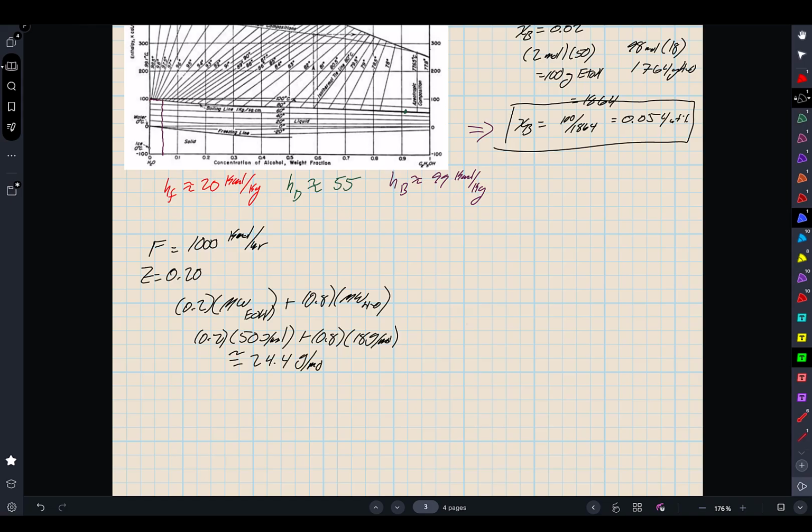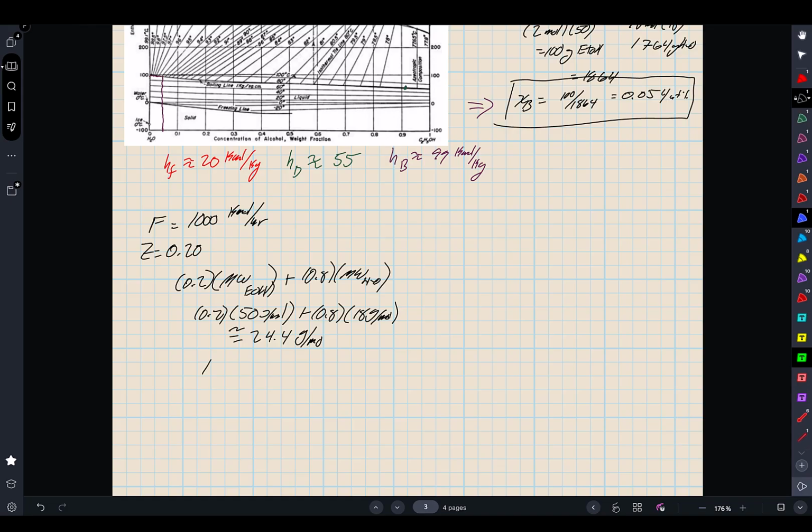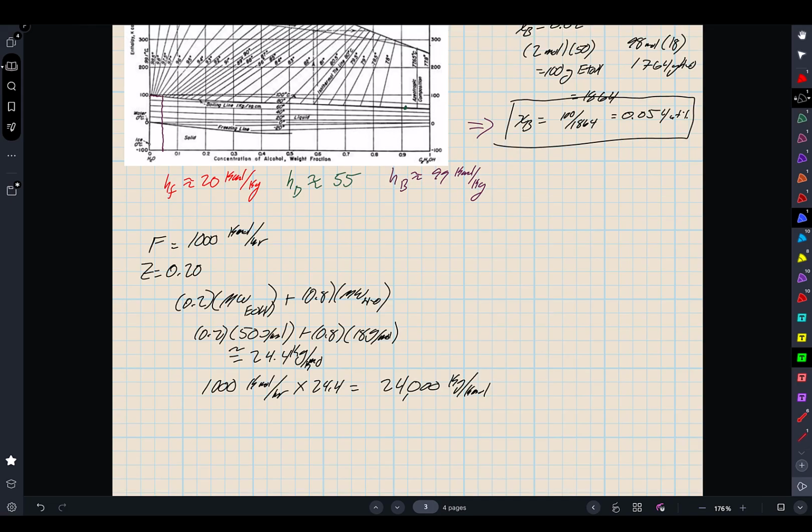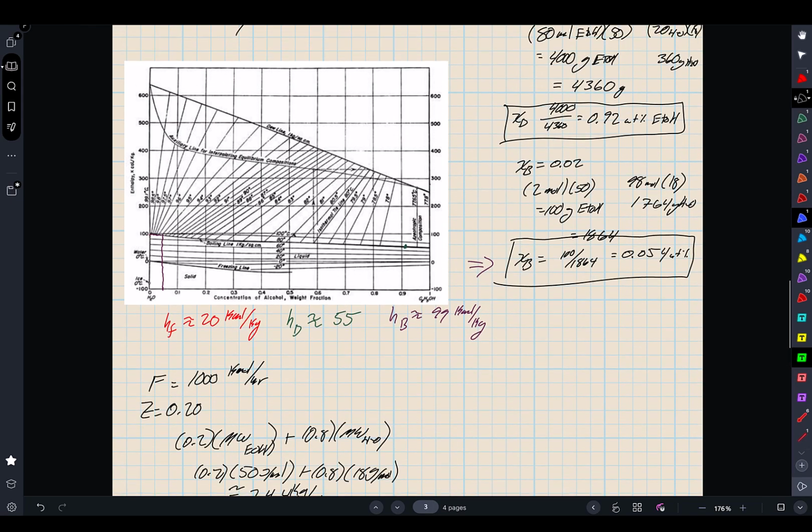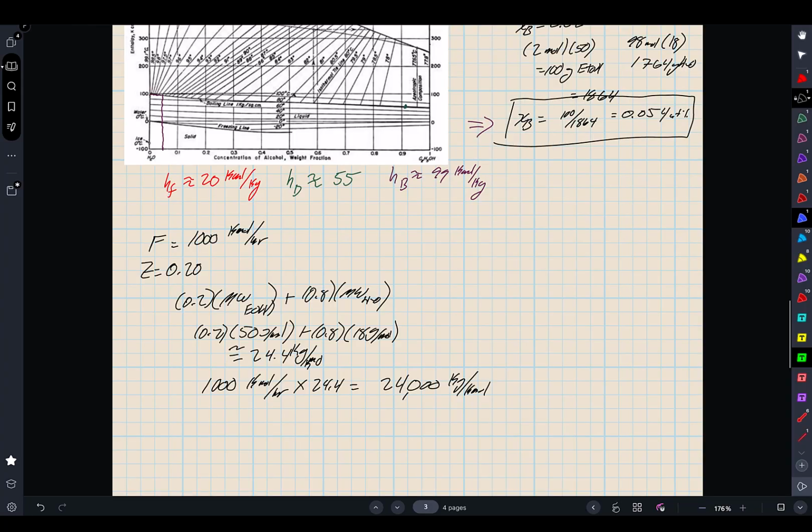And if we have the flow rate of 1,000 kilomoles per hour, then we can multiply that by our 24.4, which can be kilograms per kilomole. So we can say that the total flow rate is equal to about 24,000 kilograms per hour. Okay, and then from there, because we have the weight fractions of our distillate and our bottom compositions, we can figure out our D and B in terms of mass flow rate.